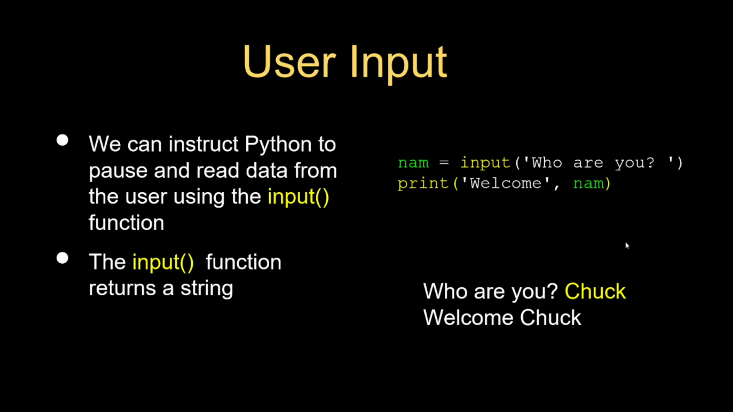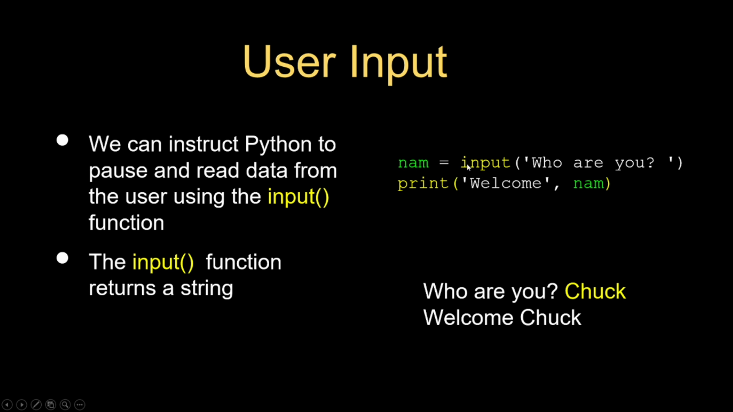So we proceed with user input. This is what makes your program dynamic and interactive. We can instruct Python to pause and read data from the user using the input function. The input function returns a string. This is a very important thing that you need to remember. So in this example, in the variable num, the input is "who are you". Now, how you write the input function is like this. You assign the value.